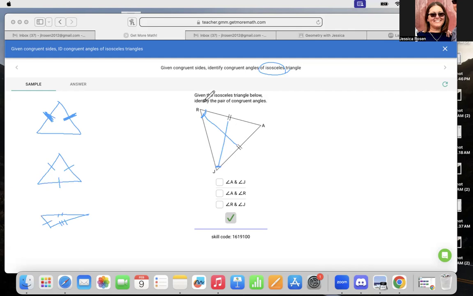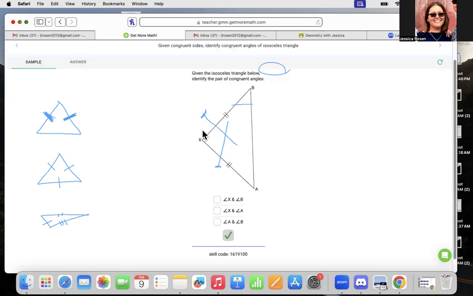So it says, given the isosceles triangle below, identify the pair of congruent angles. Congruent means equal, right? So it's going to be angle R and angle J. So we're going to come over here, angle R and angle J, and double check our answer. That's right, C. So with this one, that's all it's really making sure that we know, is the rules, essentially.